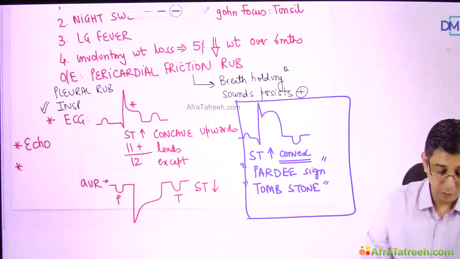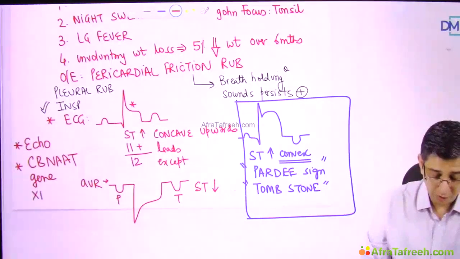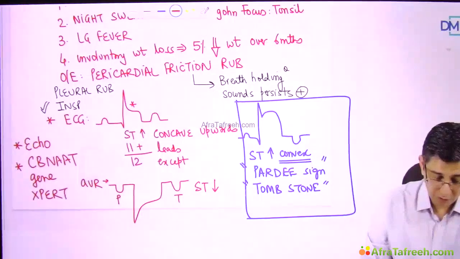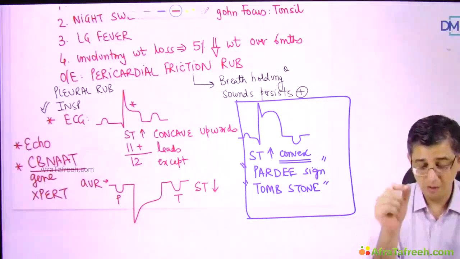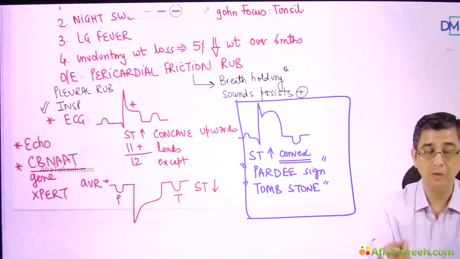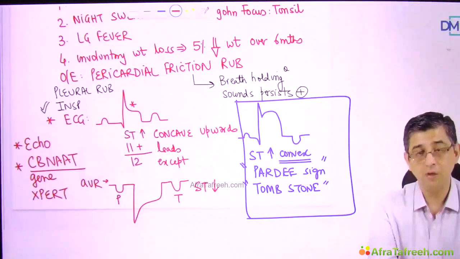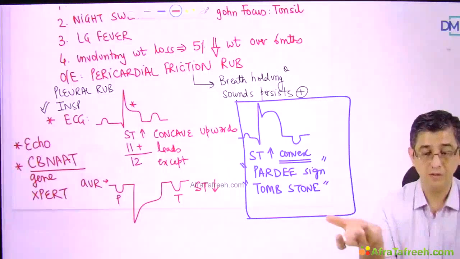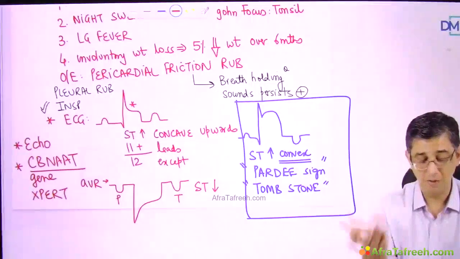The test that you will do is called CBNAT. You are now aware of the fact that CBNAT, which is written in American books like Harrison as GeneXpert, whether you say GeneXpert or CBNAT, that is cartridge based nucleic acid amplification technology, is the best test for diagnosis of pulmonary TB. In pulmonary TB we use sputum. In extrapulmonary TB we can use pericardial fluid. In tubercular meningitis we could use CSF CBNAT to demonstrate it.